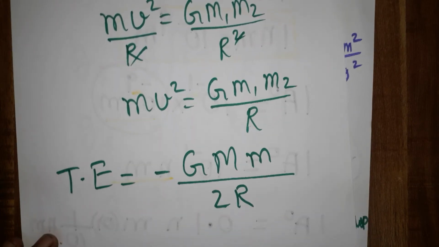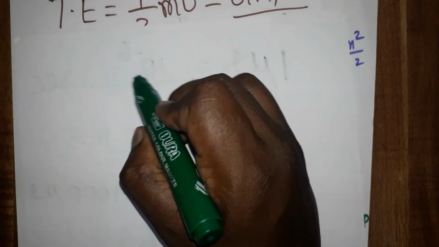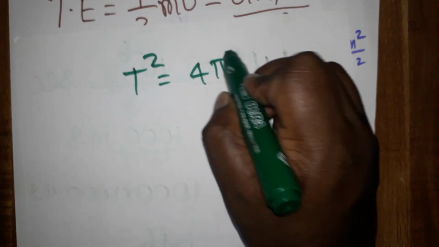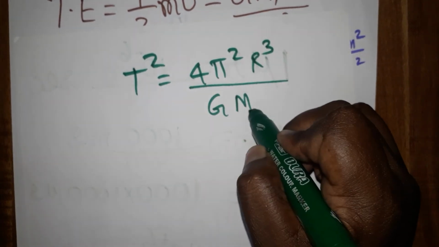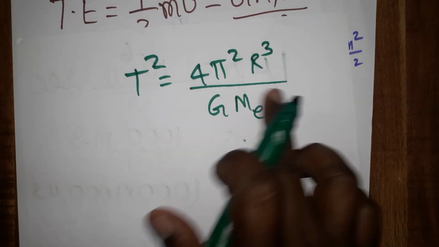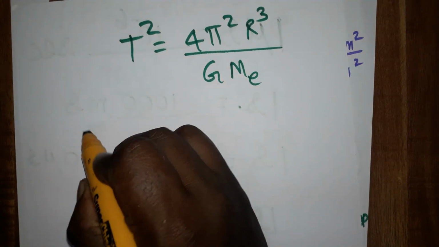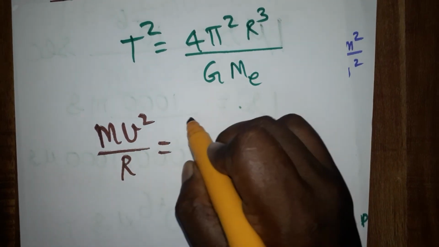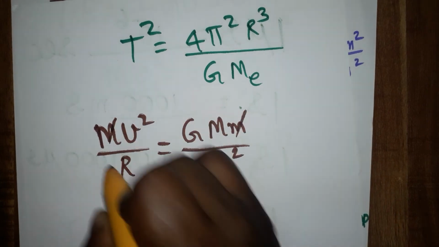The next one, the relation between time period and orbital radius. Time period T square is equal to 4 pi square r cube divided by G times the mass of the earth. This is a very important relation. How did we get this relation? It's very simple. Centripetal force mv square by r is equal to gravitational force G m m divided by r square.